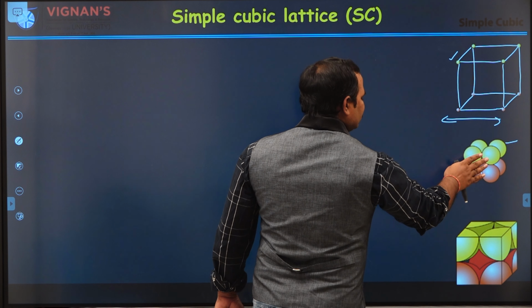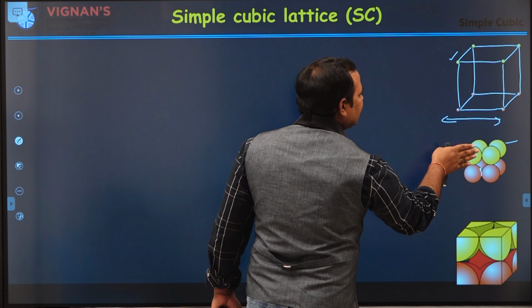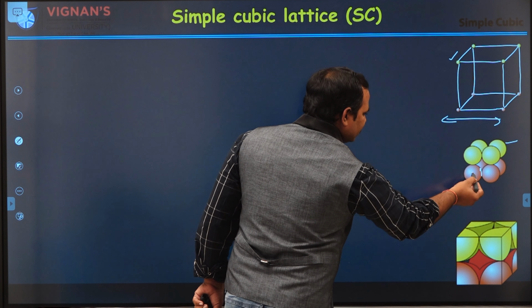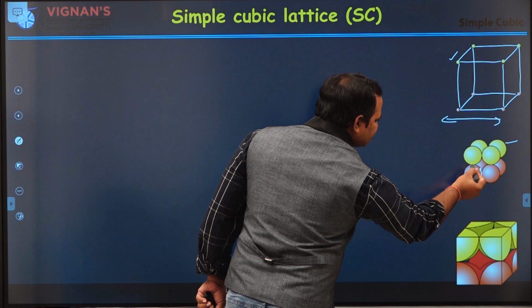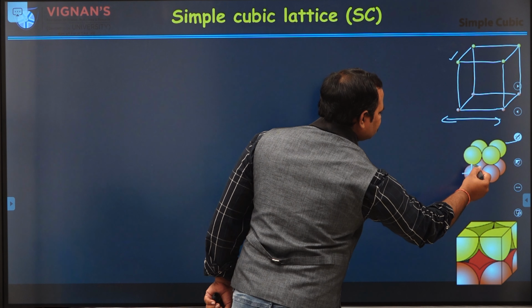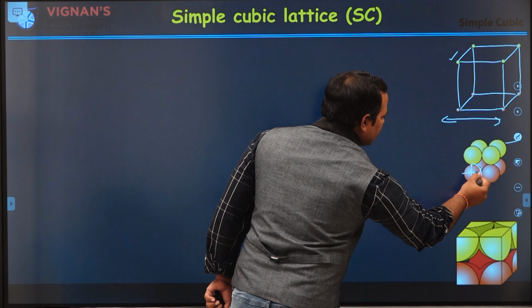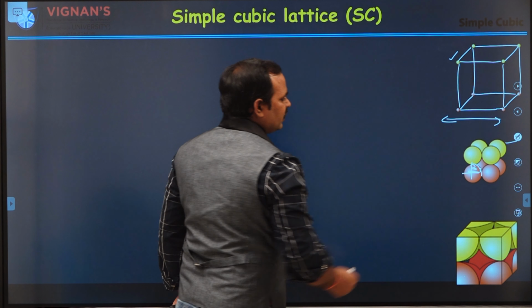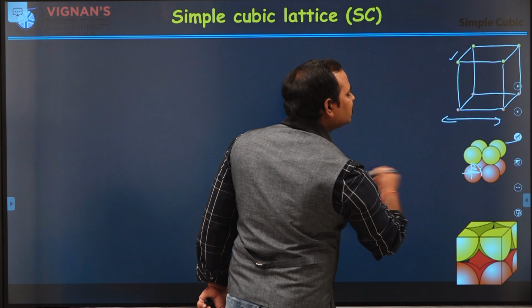Now, when you look at these atoms, how much are they contributing to the unit cell given here? You can see the bottom one, for example, if you cut this into 8 parts, there is only one small part. This small part is only appearing in this unit cell. The rest are in other unit cells.